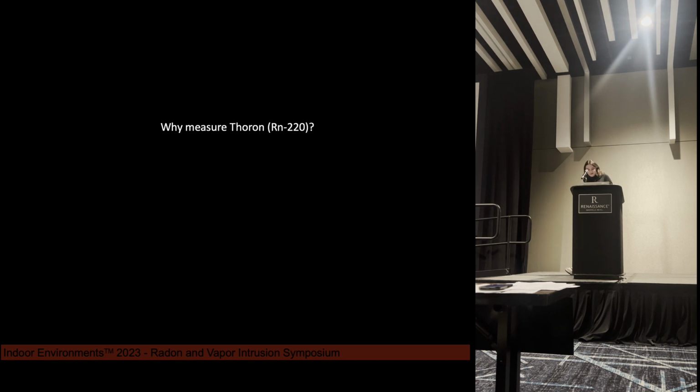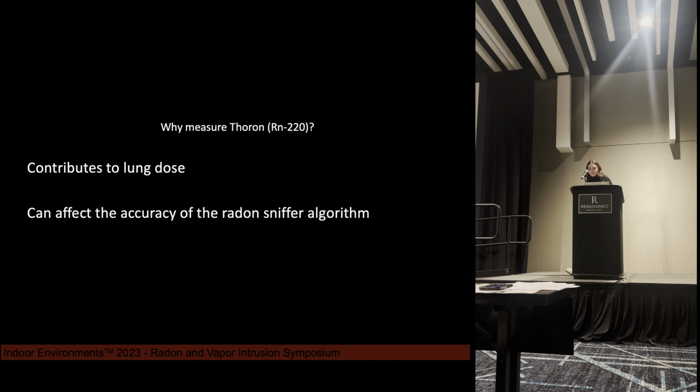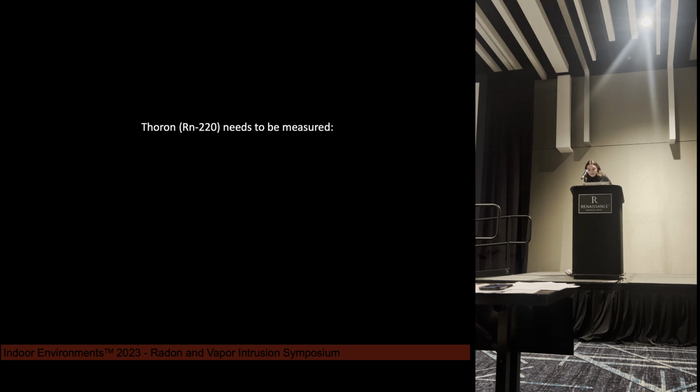So why measure thoron? Thoron contributes to lung dose, meaning it can be harmful when inhaled. It can also affect the accuracy of the sniffer's algorithm because the sniffer assumes all radon is radon-222, the normal radon. When measuring thoron, it is important to measure close to the source. This could be below the slab or where radon is entering the building. This is due to the short half-life of thoron, which is approximately 1 minute. Therefore, by the time it reaches living areas, it would have pretty much completely decayed. However, the decay products are still radioactive and contribute to lung dose.